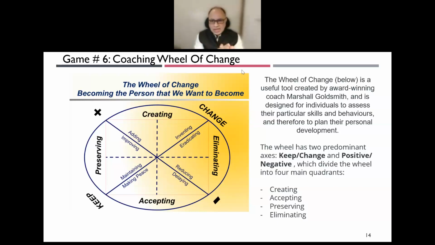So either you create something, eliminate it, accept it, or preserve it. Things which you want to keep, things which you want to change, things which are positive, and things which are negative. Like smoking is a negative thing, but I'm keeping it here. It's in the negative quadrant, but I've accepted it. Exercise is a positive thing, which I'm changing. There are some habits which I will keep. For example, spending time with my daughter every day, let's say half an hour, I'll maintain that. However busy I am, however many meetings I have, I'll make sure I have 1 hour kept for my daughter.